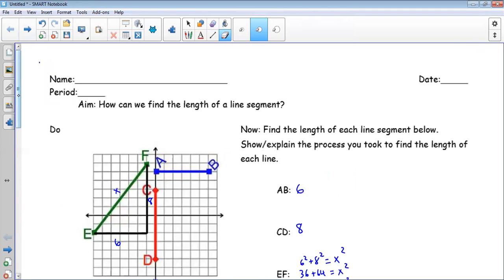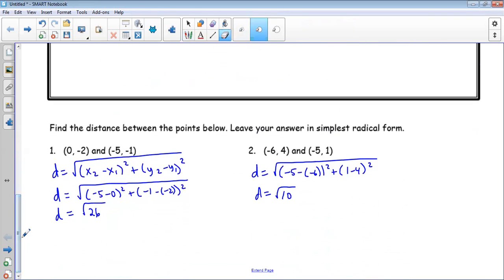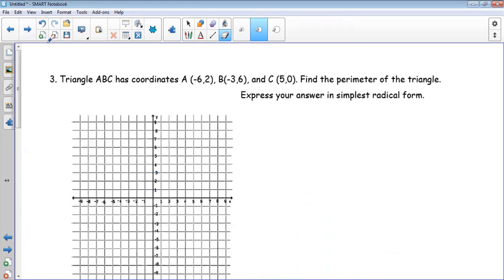Oh, sorry, I went a little too fast for those who are copying it down. Oh, it's a video. You can pause it. You can pause it any time when it is a video. Good point.